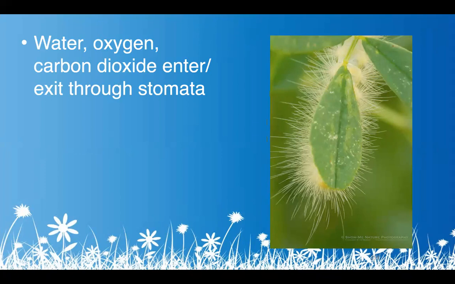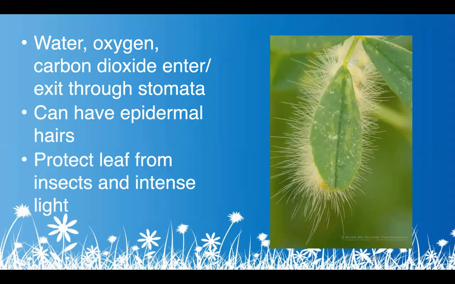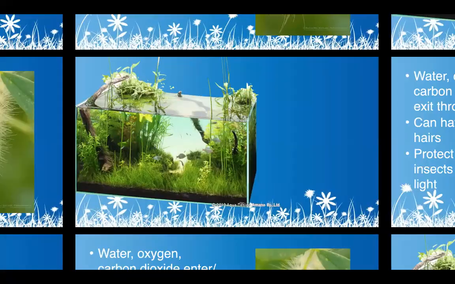Sometimes you have the addition of hairs for two reasons. One, it can help cut down on the amount of sunlight that the leaf is exposed to so it doesn't burn. But number two, it could also be a deterrent for predators. Because it's covered with a cuticle, water, oxygen, and carbon dioxide have to go in and out through stomata. And these are epidermal hairs. Like I said, they protect from predators or herbivores, but also too much light, because it is possible for leaves to burn.